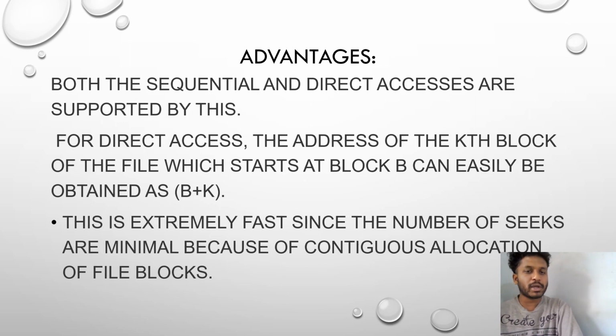Advantages of contiguous allocation. Both sequential and direct access are supported. For direct access, the address of the kth block of the file which starts at block B can easily be obtained as B plus K. This is extremely fast since the number of seeks is minimal because of contiguous allocation of file blocks.